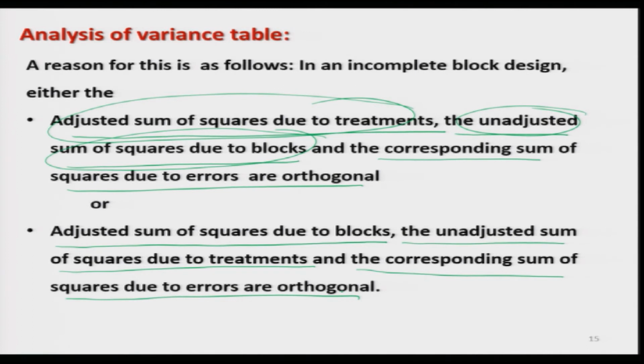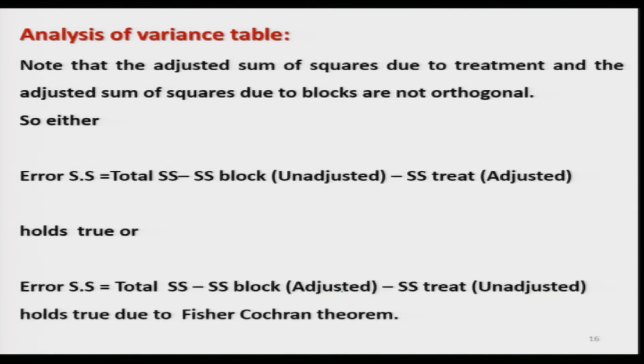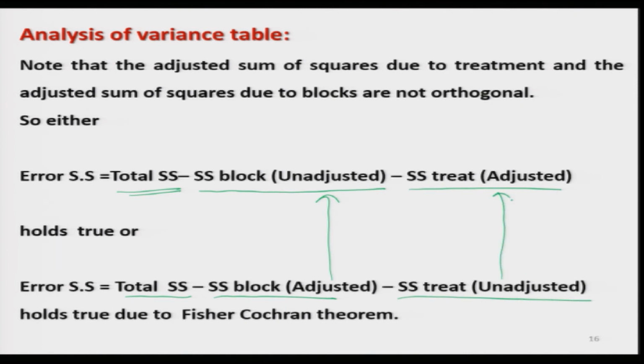So, that is the reason, right. In case you rewrite the same thing, you can write here error sum of squares is equal to total sum of squares minus SS block unadjusted minus SS treatment adjusted, or you can write total SS minus SS block adjusted, which is now different than earlier, minus SS treatment, which is unadjusted, which is again different than earlier. So, either this will hold true or this will hold true. So, you have to choose one.